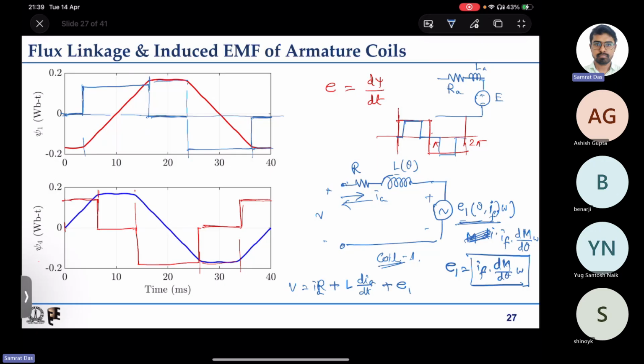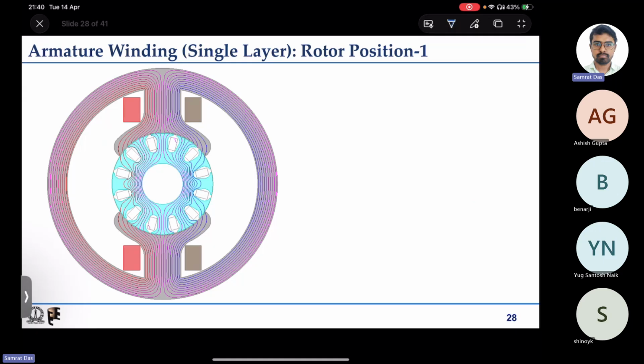So the natural question at this point would be, what makes the inductance of the armature winding constant? Is it reasonable to model the armature winding inductance as a constant value? And what makes it possible to model the induced EMF in the armature winding as a constant DC quantity? These are the questions at this point, and it is not possible to address them unless we understand the armature winding.